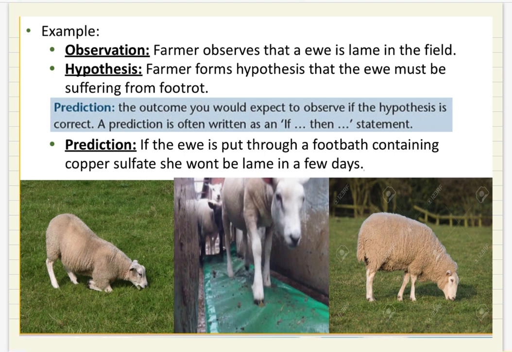So that is the main difference between your hypothesis and your prediction. Hypothesis: an educated guess based on your observations. Your prediction is your expected outcome if your hypothesis is true or correct.